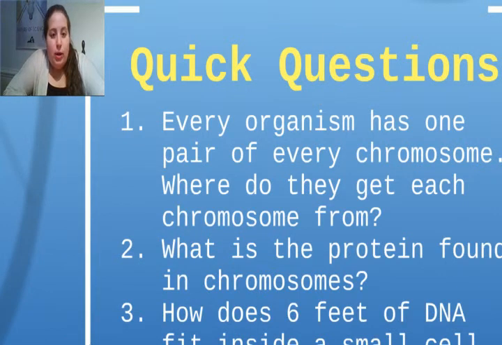So our final questions. Number 1, every organism has 1 pair of every chromosome. Where do they get each chromosome from? Number 2, what is the protein found in chromosomes? And number 3, how does 6 feet of DNA fit inside a small cell nucleus?